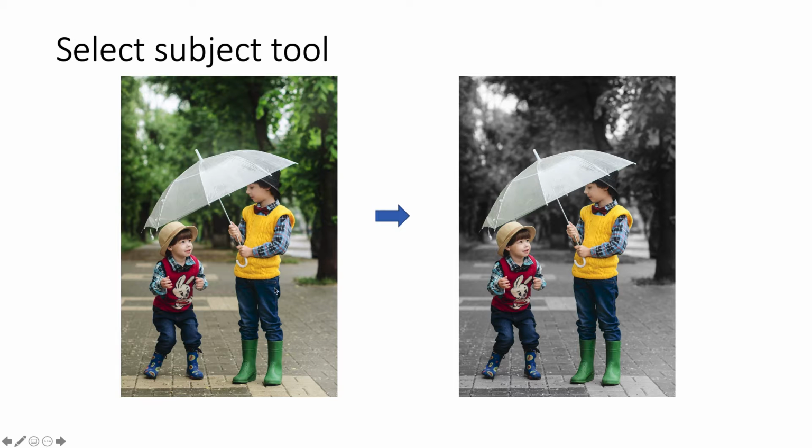For example, over here on the left you see two kids playing with each other. The effect that we want to achieve is to keep only the kids colorful but the rest of the areas black and white, so that the kids are really popping out. This effect can be achieved most efficiently using the Select Subject tool in Photoshop. So let's see how we can do that.